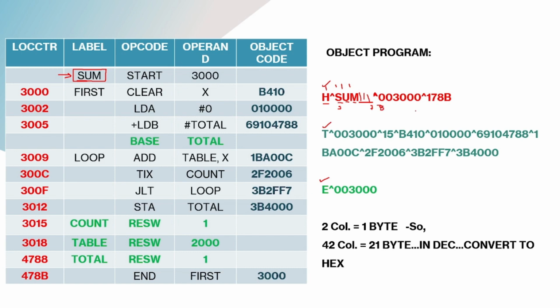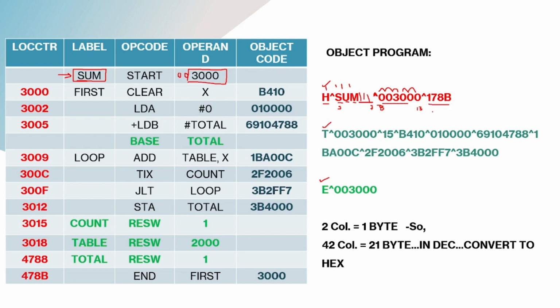So columns 8 to 13 will have the starting address of the object program. You can see this is your starting address, right? And it's 3000. How do I fill it? Basically, you fill in 2 zeros right here, and there you go: 0 0 3 0 0 0. So that's our starting address.